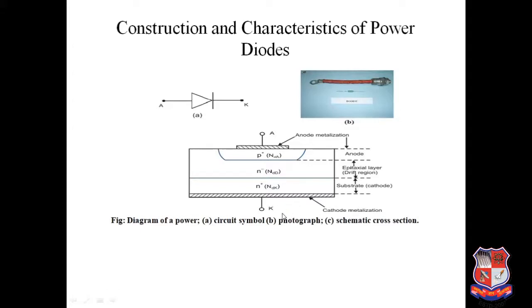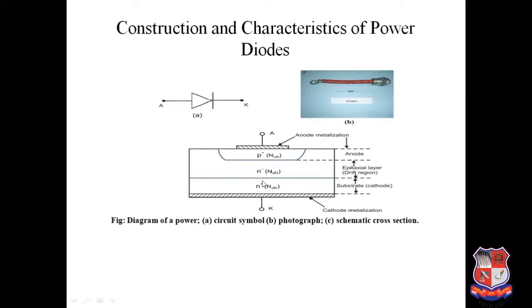Finally, the PN junction is formed by diffusing a heavily doped P region into the epitaxial layer, and this deep p-type region acts as the anode. Again I repeat that.